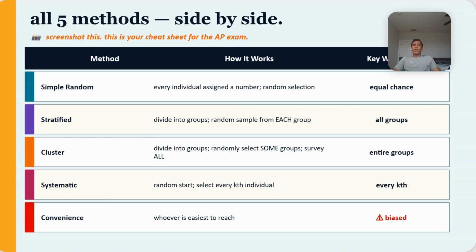Now, here are all five methods in one place. Screenshot this. The keyword column on the right is what you are scanning for on the exam. Equal chance, SRS. All groups represented, stratified. Each group, entire group selected, cluster. Every kth individual, systematic. Easiest to reach, convenience, and biased. Take a moment with this slide before moving on.